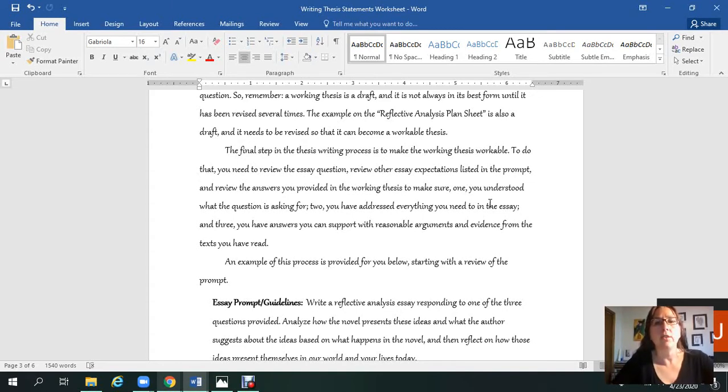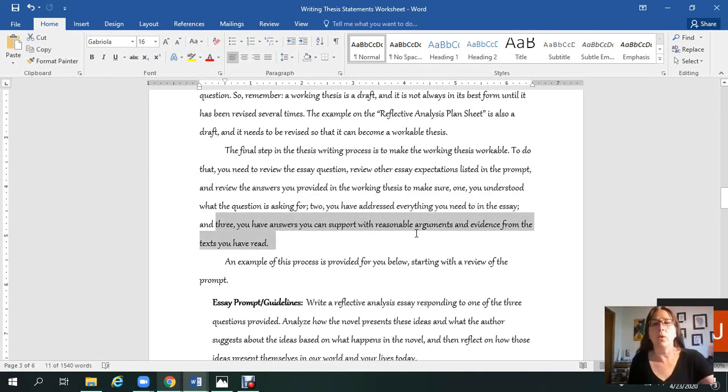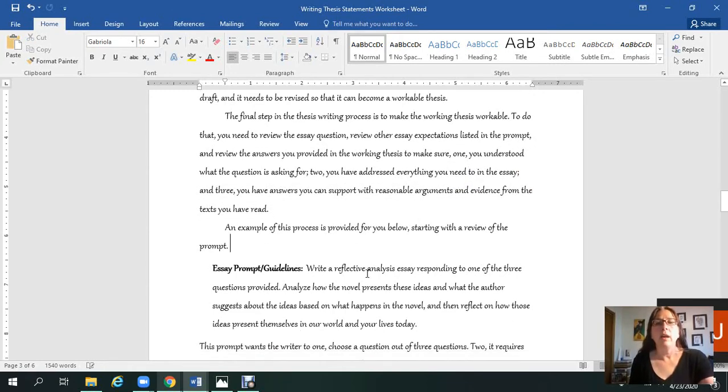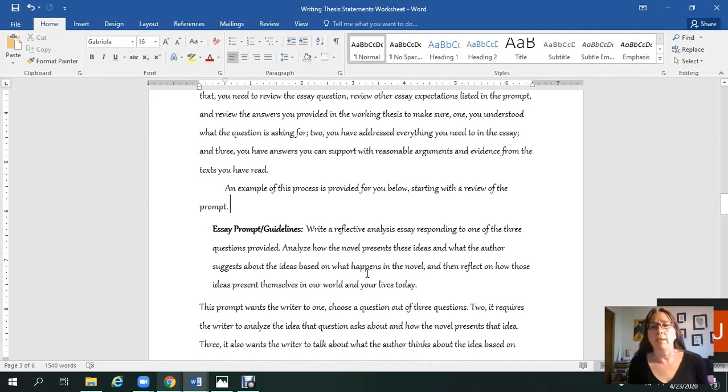To do that, you need to review the essay question, review other essay expectations listed in the prompt, and review the answers you provided in the working thesis to make sure, one, you understand the question, what the question is asking for, two, you have addressed everything you need to in the essay, and three, you have an answer you can support with reasonable arguments and evidence from the text you have read. So here's an example of that process broken down in detail.